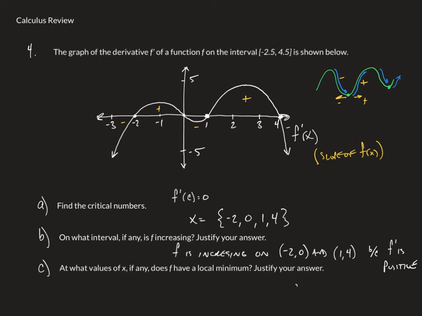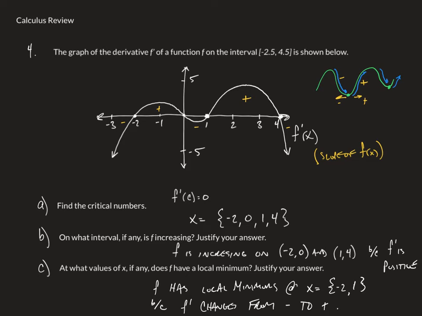So I would say f has local minimums at x equals -2 and 1, and that's because f of x changes from negative to positive at those values.